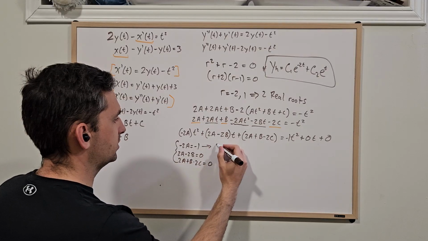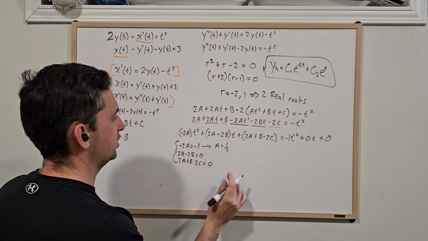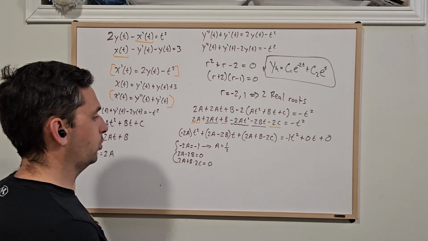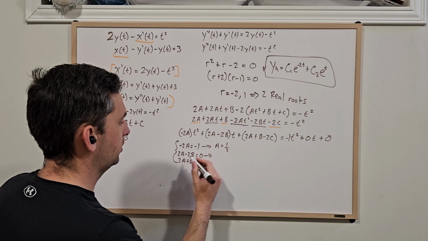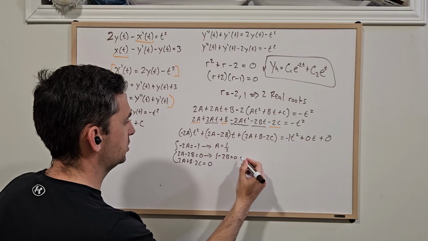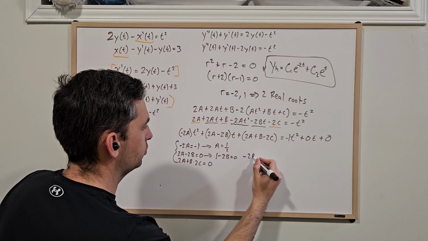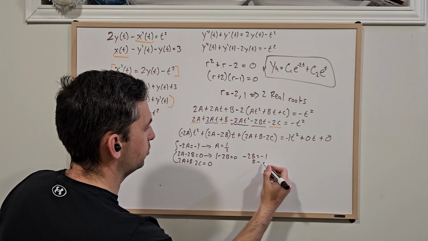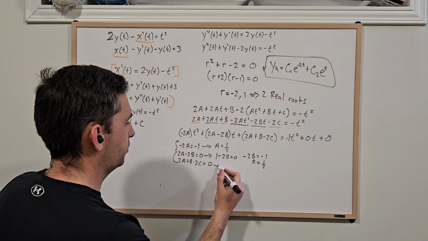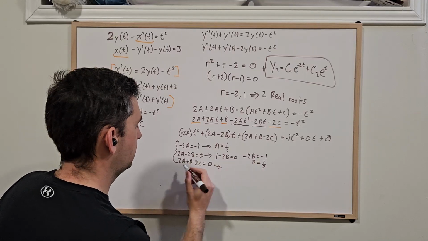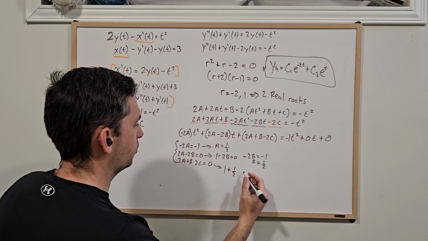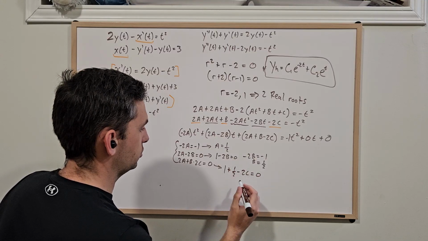Right away from the first one, we can see that a is equal to 1/2, right? Divide through by negative 2. We're going to plug that into here. So 2 times a half is just going to be 1 minus 2b is equal to 0. Then we have negative 2b is equal to negative 1. B is also equal to 1/2. And then we're going to be plugging both of those into this one. So again, 2 times 1/2 is just going to be 1, plus our 1/2 minus 2c, which is equal to 0, okay?